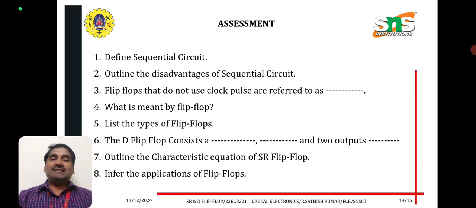A D flip-flop consists of a single input, a clock input, and two outputs, Q and Q bar. Q bar is the complement of Q. Outline the characteristic equation of SR flip-flop: Qn plus 1 is equal to S plus R bar into Qn. Flip-flops are used in counters, frequency dividers, storage registers, shift registers, etc.